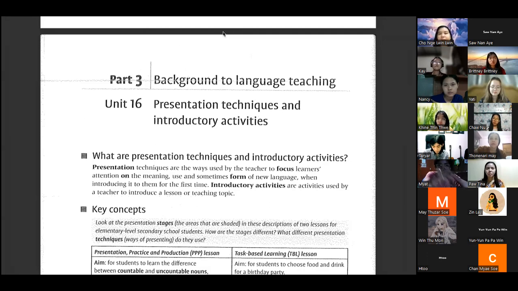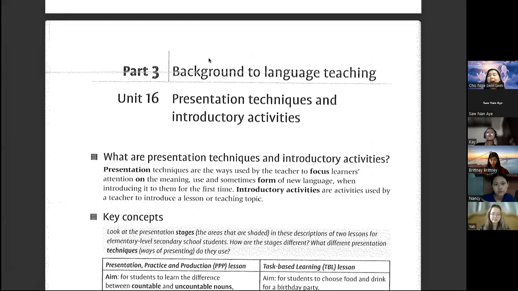Let's start talking about the main points from this unit. The main points are presentation techniques. How can we present the target language items to the students? And what type of introductory activities can we do in the class? Mostly, in traditional teaching, we start giving the rules and teaching the students straight away. But in modern teaching, we use a sort of introductory activities.